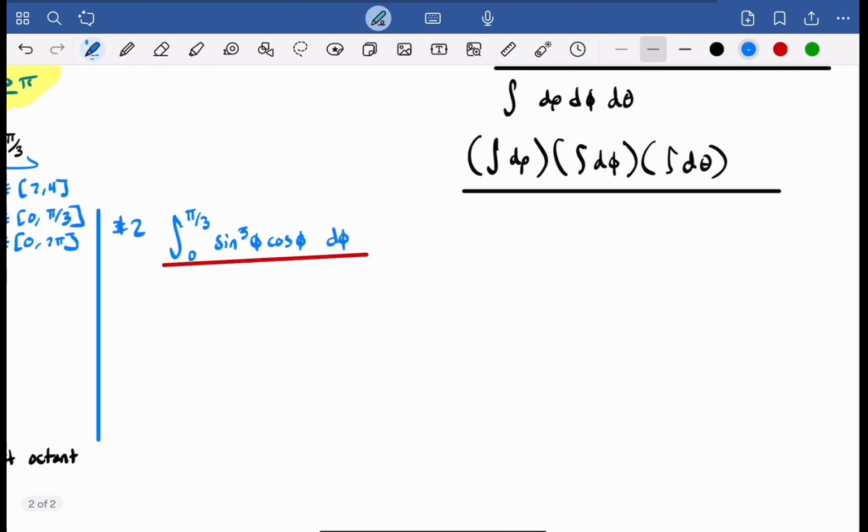So this one is solvable through another u sub. U is going to equal sine of theta, which makes du equal to cosine theta d theta, making, as we said before, d theta equals du over cosine theta.